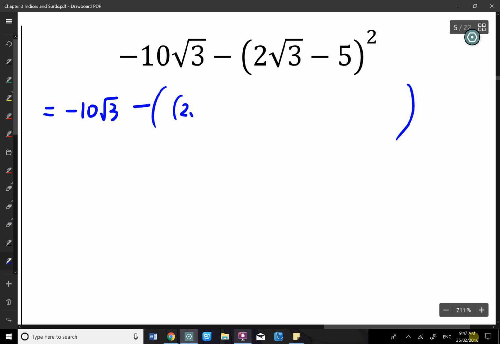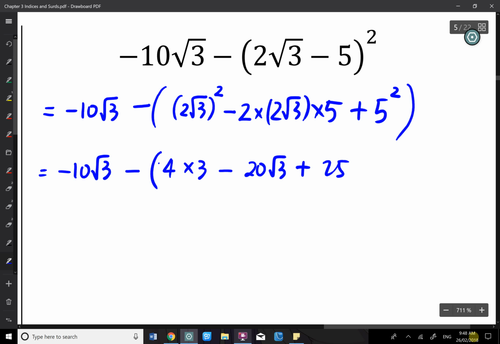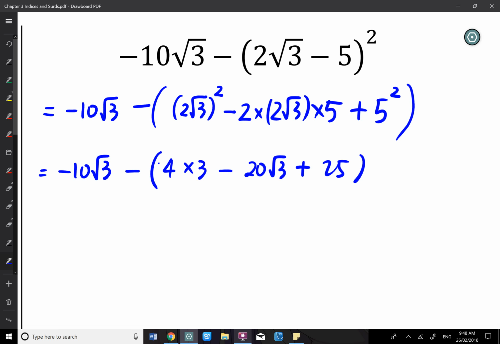And then we expand it. 2 root 3 squared, okay, a minus b squared, minus 2 times a times b, plus b squared. So do not open that too quick, let's still calculate the inside first. That's 4 times 3, minus 20 root 3, plus 25. Okay, 2 root 3 squared is 4 and 3. 2 times 2 is 4. 4 times 5 is 20. It's 20 root 3. And then 5 squared is 25.